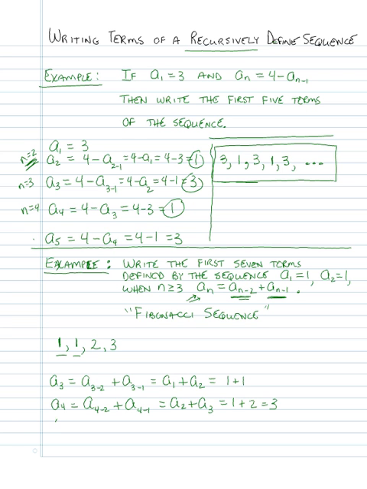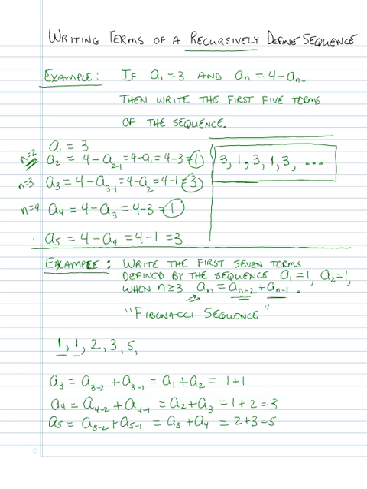Okay, a sub 5. Well, a sub 5 is a sub 5 minus 2 plus a sub 5 minus 1. 5 minus 2 is 3, so that's a sub 3. 5 minus 1 is 4, so that's a sub 4. So this is saying to get the fifth term, add the third and the fourth. Those are the two previous terms, aren't they? Well, the third term is 2, and the fourth term is 3. When we add those together, we get 5.